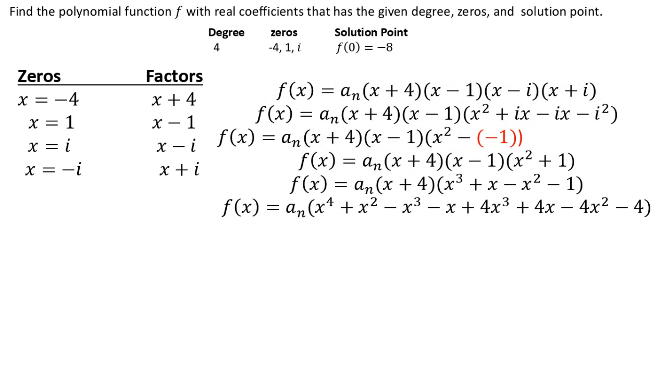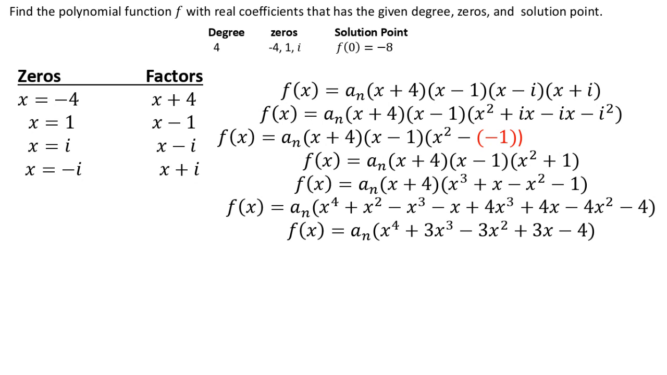When we multiply the x plus 4, we're going to get this long equation. So x to the 4th plus x squared minus x cubed minus x plus 4x cubed plus 4x minus 4x squared minus 4. What we want to do next is combine our like terms. We want to put all our terms that are the same together, and it's going to give us this.